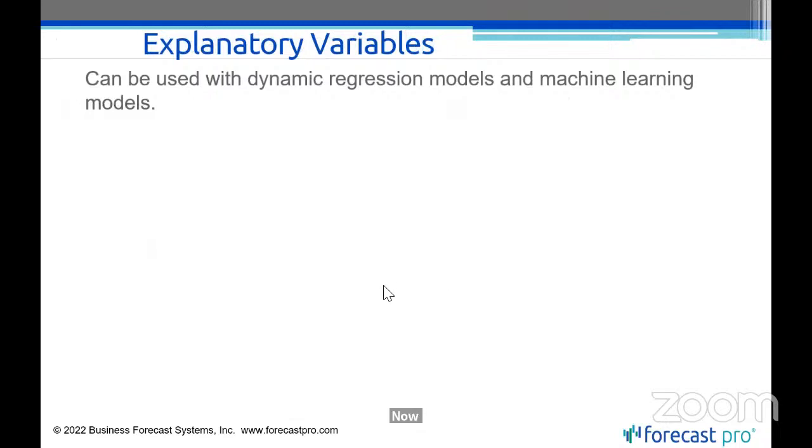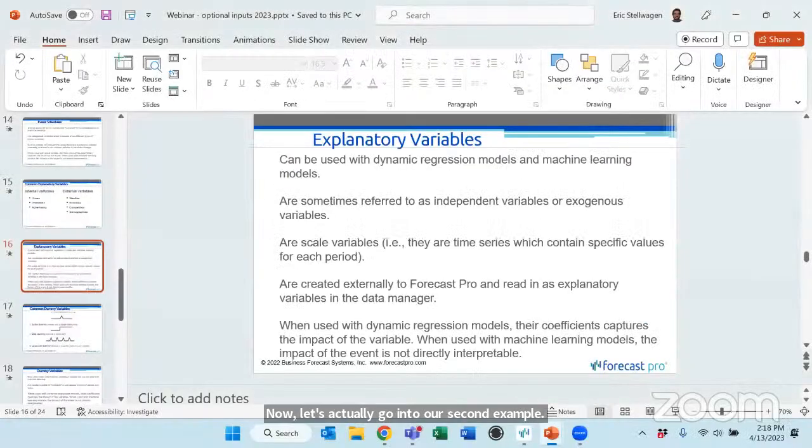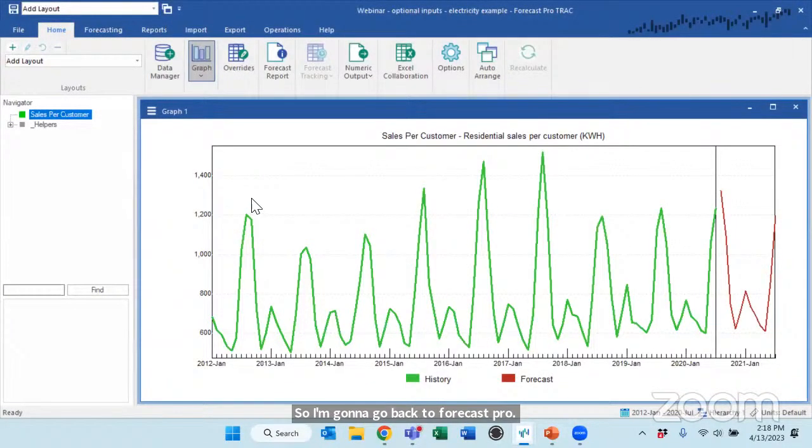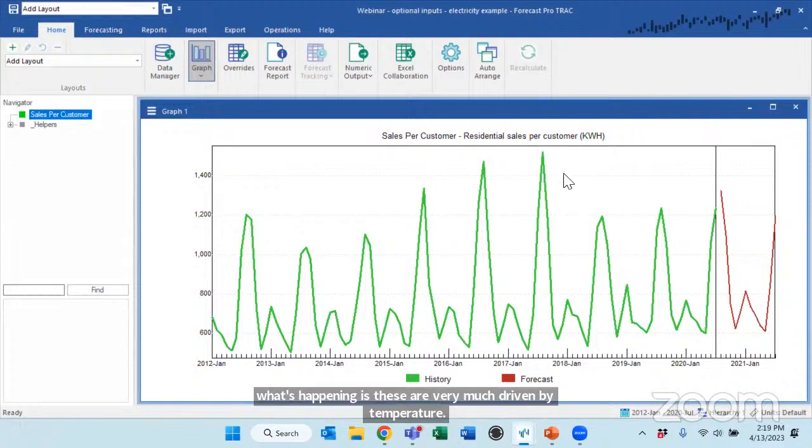Now, let's actually go into our second example. So I'm going to go back to Forecast Pro, and we're going to look at sales of electricity. Okay. Now, there's a question of what are we looking at? This is sales of electricity in the Washington, D.C. area. Washington, D.C. gets very hot in the summer, and people run their air conditioning a lot and use a lot of electricity. And you can see that in the data. So these summer peaks are very high. They also change a great deal. So you can see it went up from this year to this year, but it went down the following year. And what's happening is these are very much driven by temperature. And so if you have a hot summer, you sell a lot more electricity than if you have a mild summer.